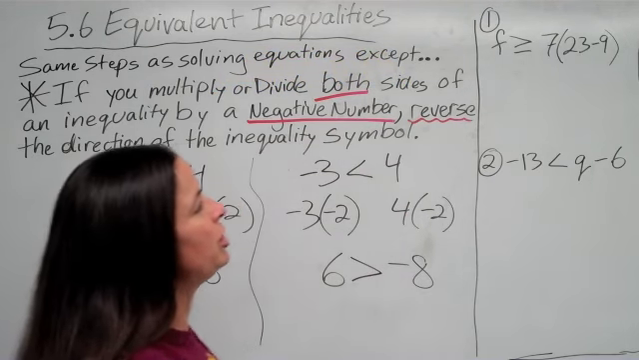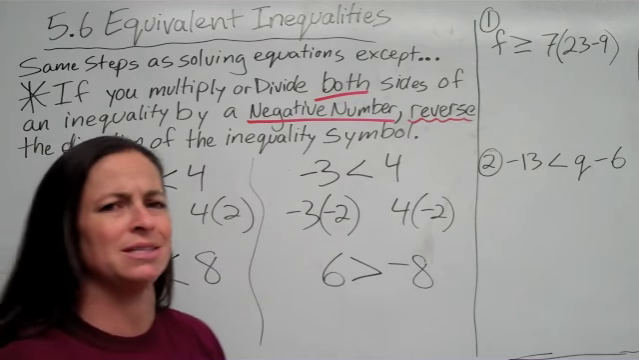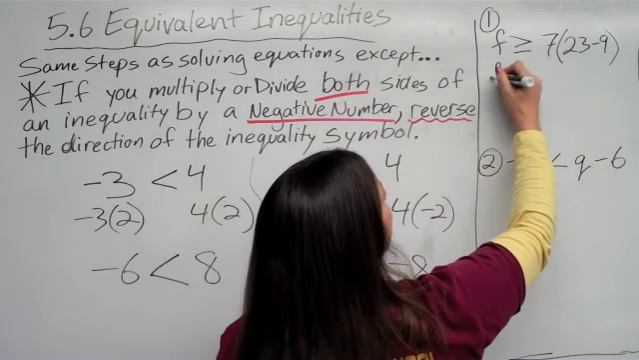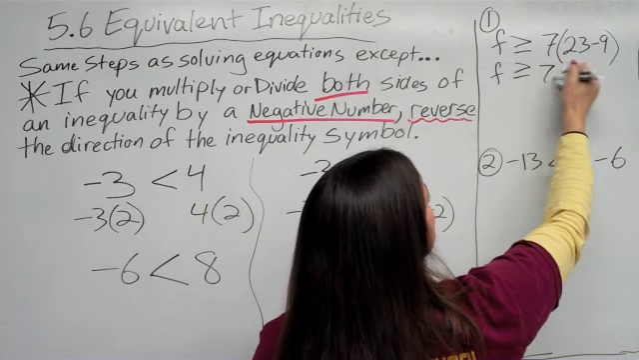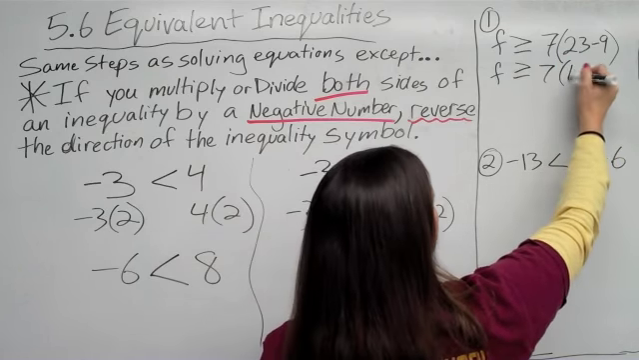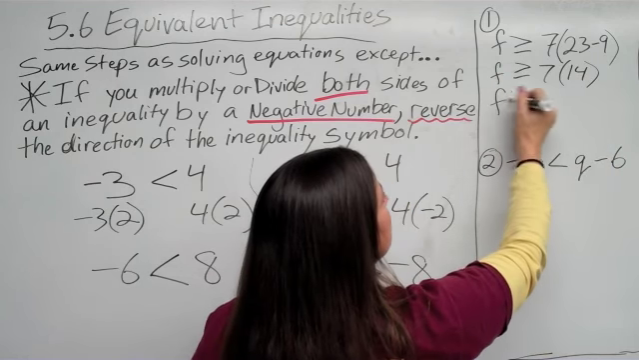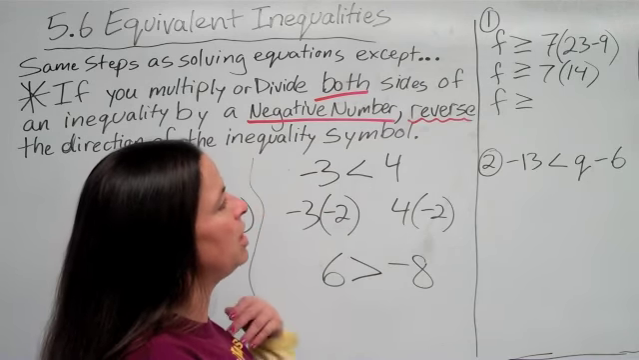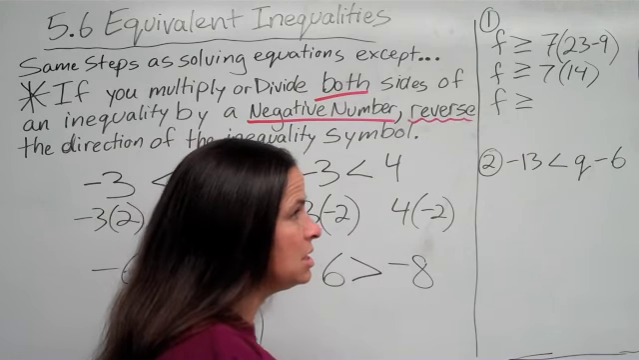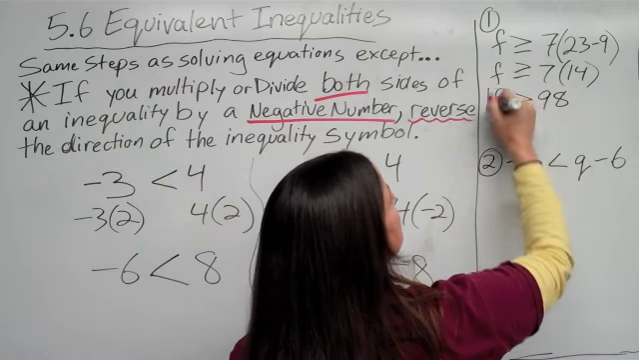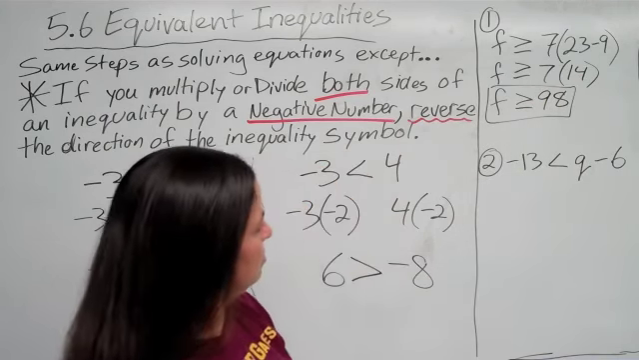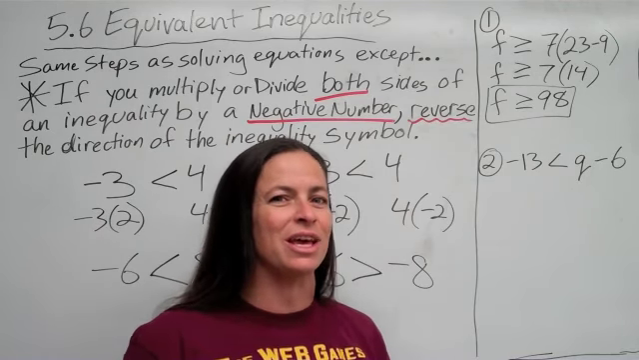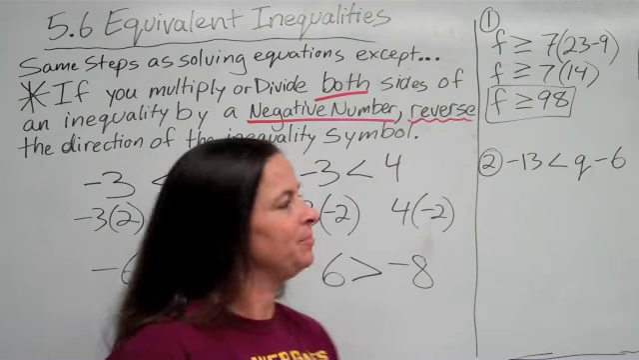Number 1, f is greater than or equal to 7 times 23 minus 9. The f, the variable, is already by itself. All you need to do in this problem is simplify. I have f is greater than or equal to, let's see, 7 times 23 minus 9 is what, 14? And 7 times 14 is 70 plus 28 is 98. So f is less than or equal. Have I really been saying less than? Miss Nakamura, it is f is greater than or equal to 98.